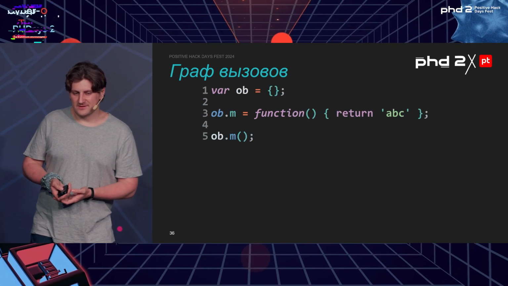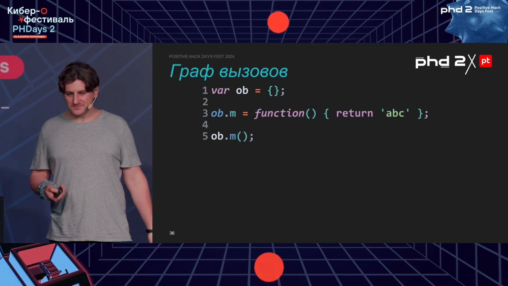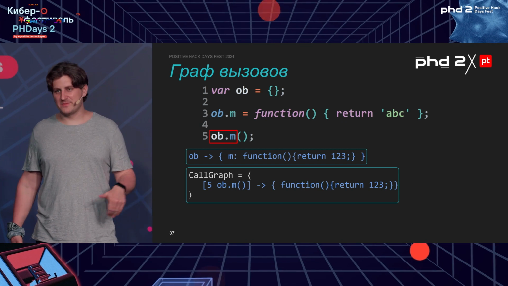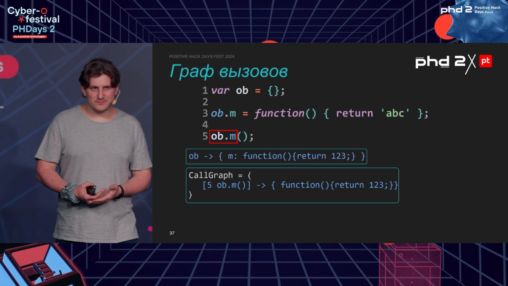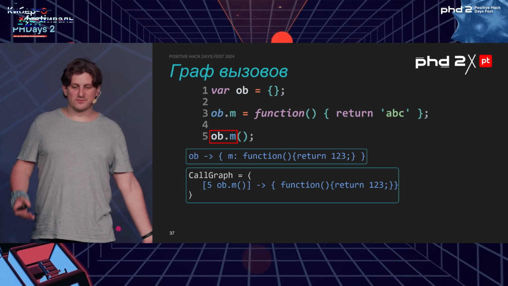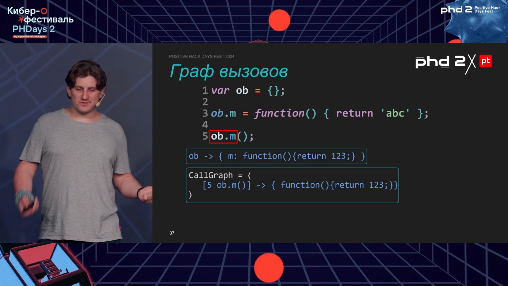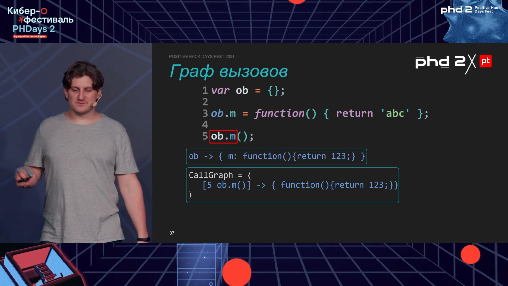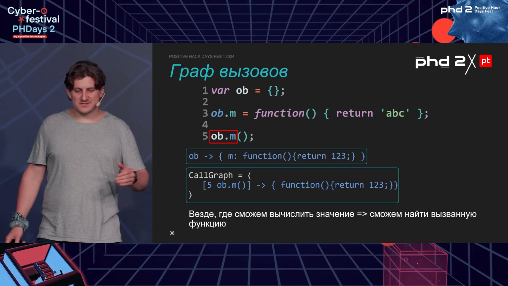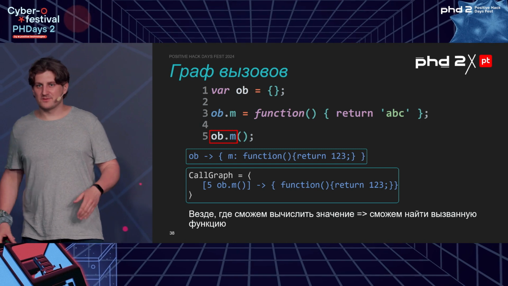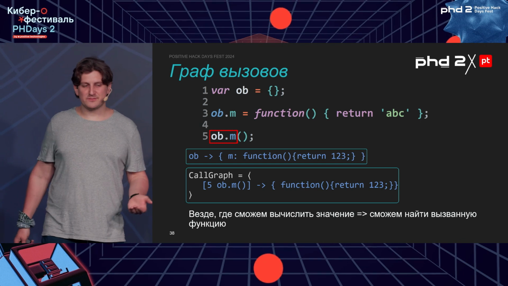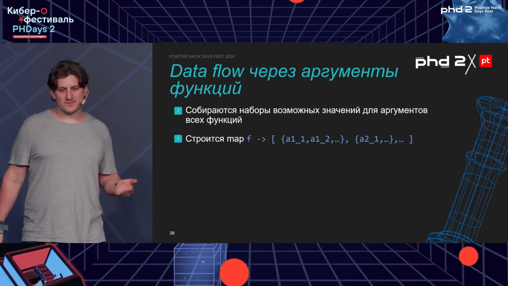And the third example I have here is with the object field. Like I said, the analyzer supports operations for assigning object fields and reading them, which means that here it will be able to determine that ob points to function return 1, 2, 3, and therefore it should be able to add a specific record to the call graph. Wherever the analyzer can calculate the value associated with a particular function, it should be able to add records to the call graph.